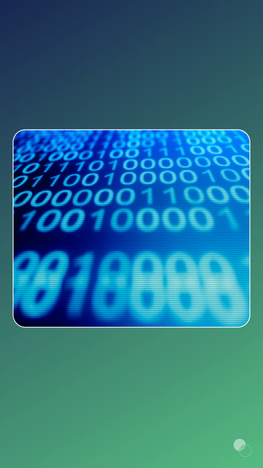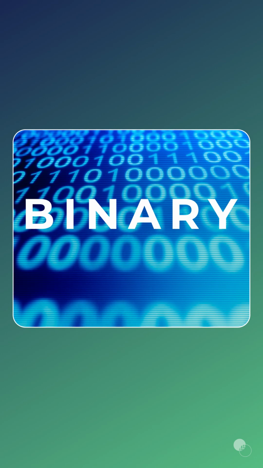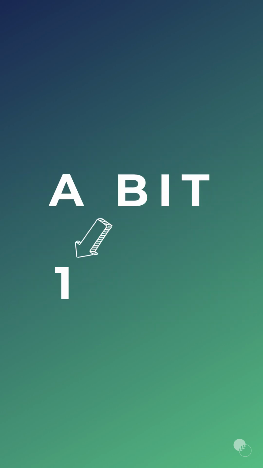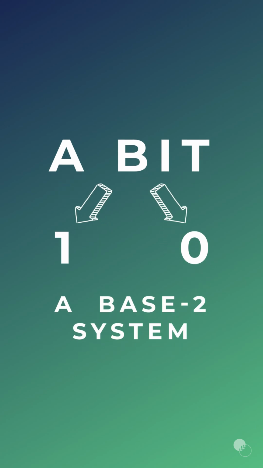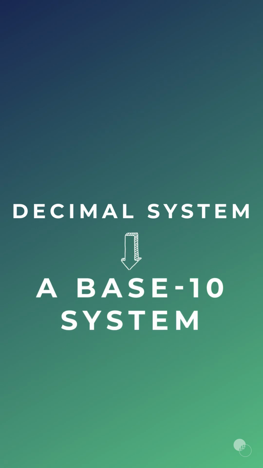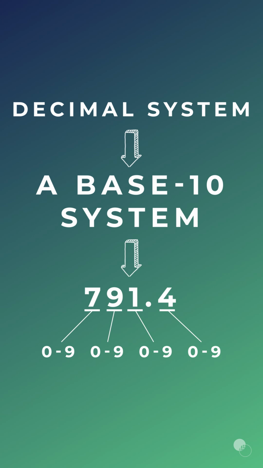So a simple explanation of binary is this. In maths and computers, the smallest unit of data is called a bit, or a binary digit, and that bit can have one of two values, either a 1 or a 0. This is why it is known as a base 2 system. Our standard decimal system we use in mathematics is a base 10 system, where each place in a number can be one of 10 different digits, from 0 to 9.